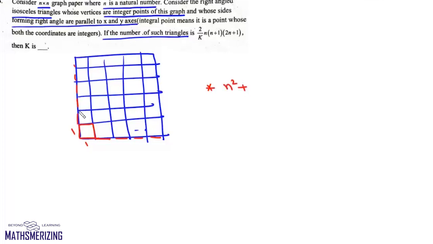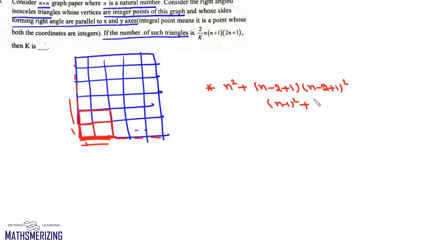Now we consider a square of 2 unit length. For 2 unit length, we have to select 2 consecutive lengths horizontally and 2 consecutive lengths vertically. This we have already studied in consecutive selection. From these n, 2 consecutive can be selected in n minus 2 plus 1 ways. So it will be n minus 2 plus 1 for horizontal and n minus 2 plus 1 for vertical. It will be n minus 1 square.